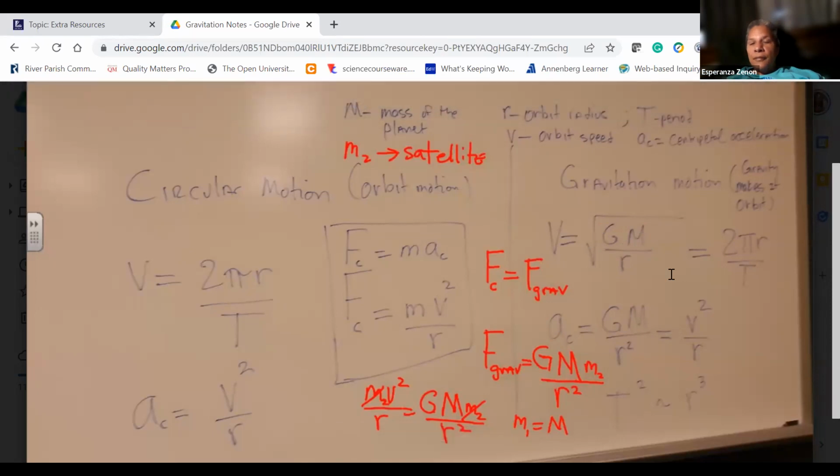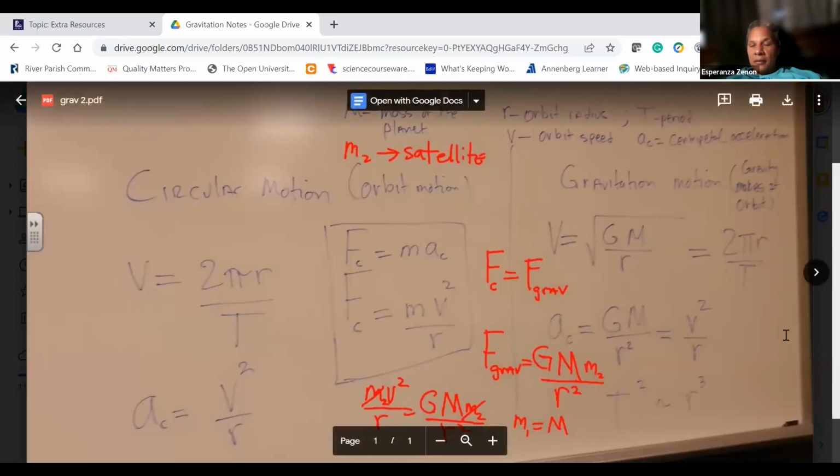Whatever planet you want to figure out. Tell me how far away that object is from the center of the planet, any planet, and tell me the mass of that planet, any planet, and I'll tell you how fast the object will orbit.